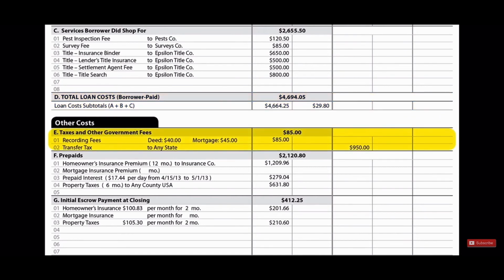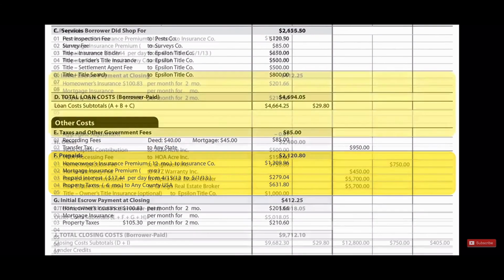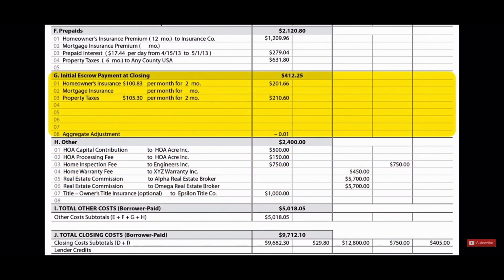Section E is for recording fees and transfer taxes. Section F is for prepaid items. Section G is for initial amounts going in to set up the impounds or escrow account at the lender. Section H is for other charges pertaining to the transaction. Section I is a sum of the totals from sections E through H. Section J shows total closing costs less any lender credits. Now let's look at what's covered on page 3 of the CD.